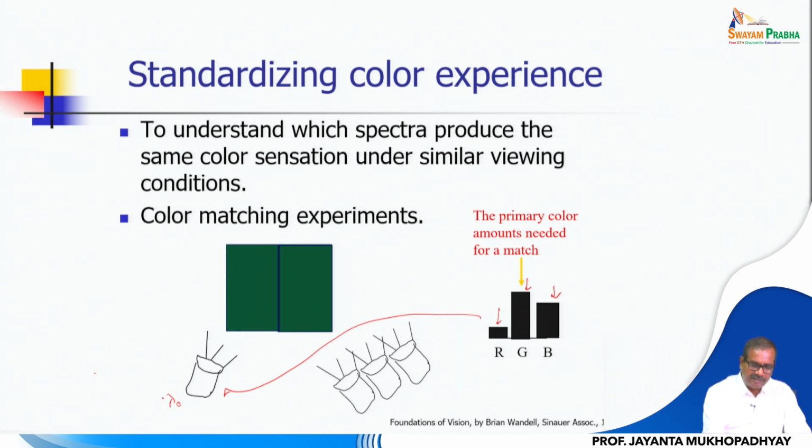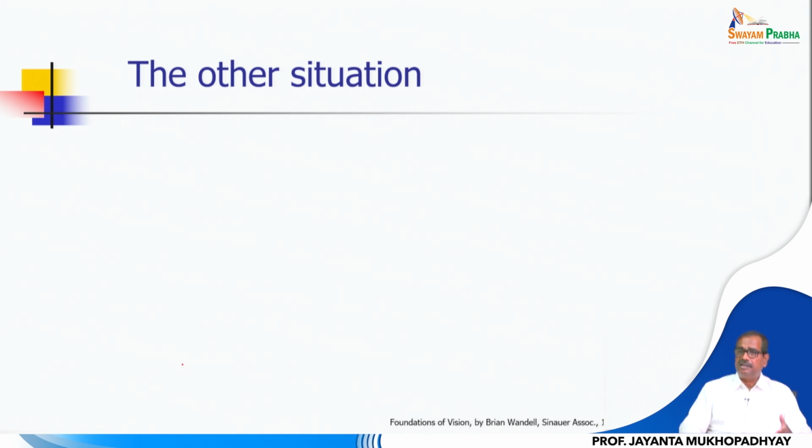So you can vary the wavelength here, and you can also perform the same experiment a number of times, and you can just make a chart. So that is how you can produce a color chart. But the case is not so simple, so we'll come to another situation.